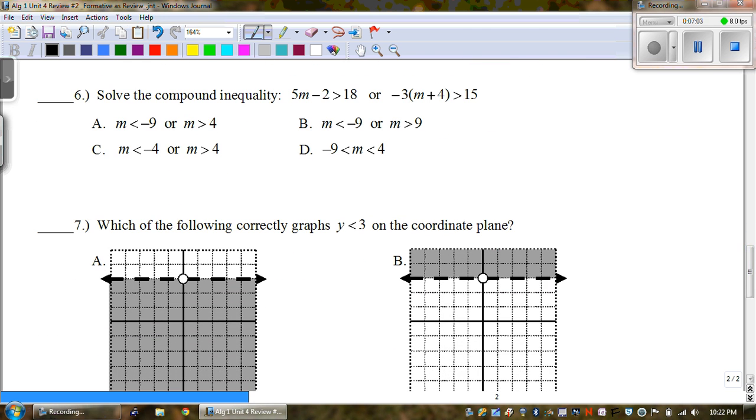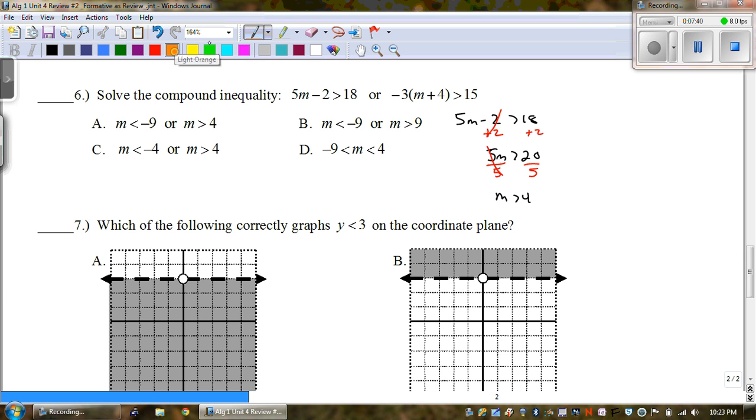Number 6. We've got 2 inequalities that we need to solve, so I'm going to start with 5m minus 2 is less than 18. We need to add 2 to both sides, and we get 5m is greater than 20. To get the m all by itself, we divide both sides by 5, and we get m is greater than 4. So that's part of our answer.